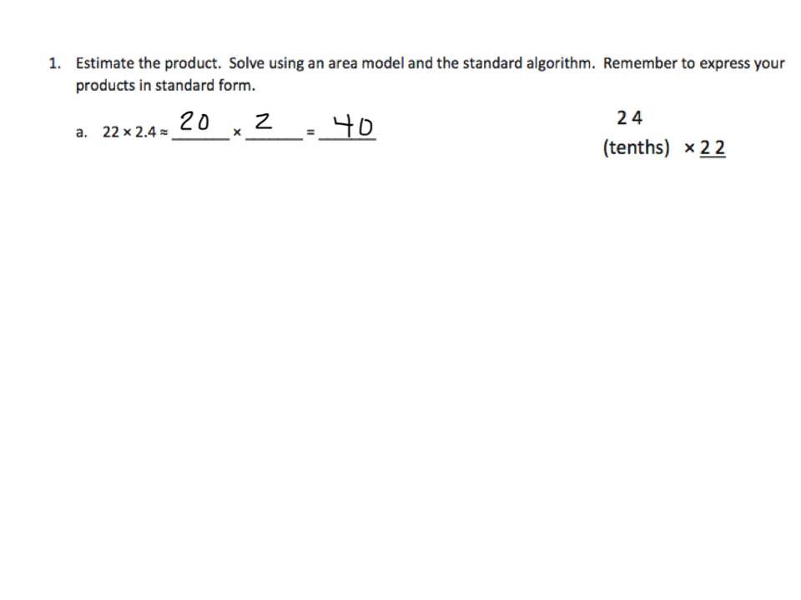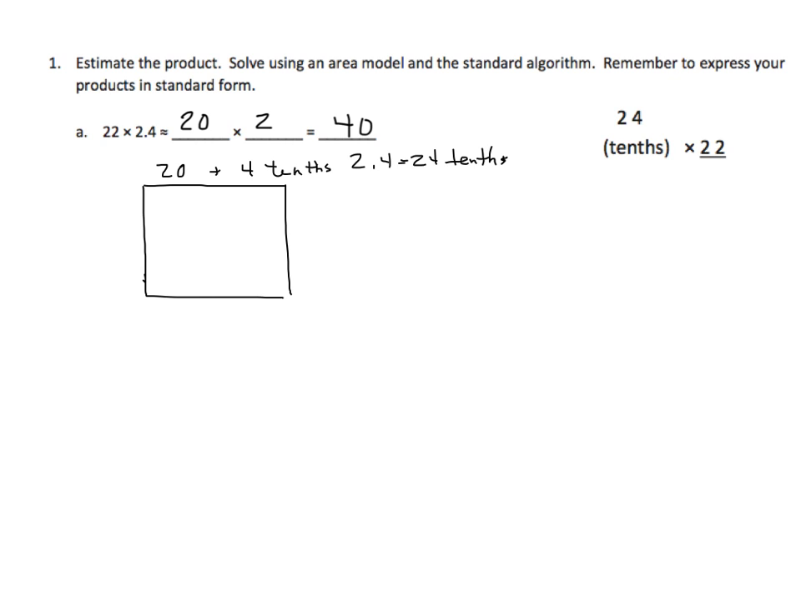Let's run through the area model. I'm going to pick the factor with the tenths to go on the top of my area model. We're going to decompose just like we did with whole numbers. But I'm going to change this into tenths before I get going. So I know that 2 and 4 tenths equals 24 tenths. So we're going to turn it into tenths, and decompose it into 20 plus 4 tenths. We'll make our line. And we have 22, so we're going to decompose that. We have 2 ones, and we have 20 tens.